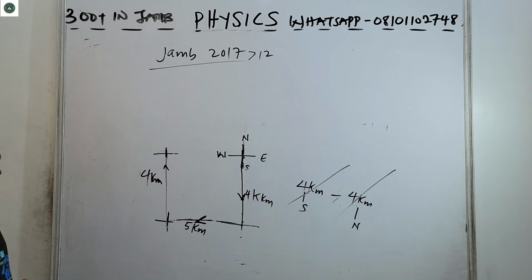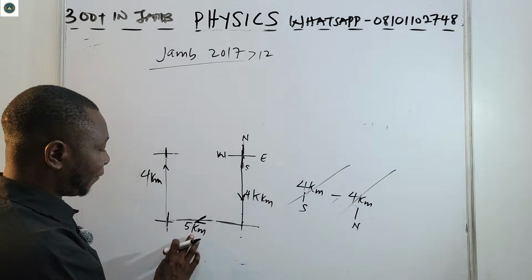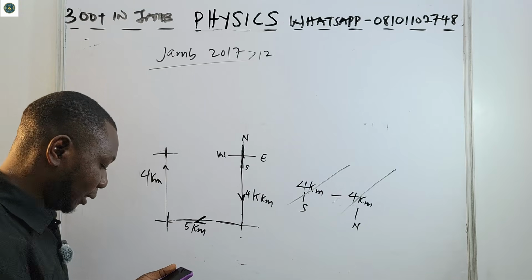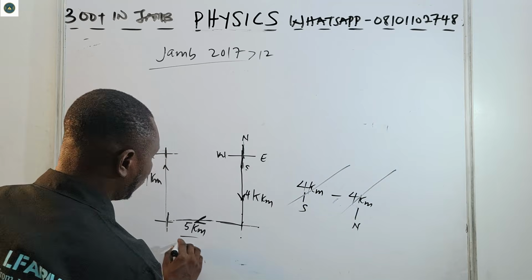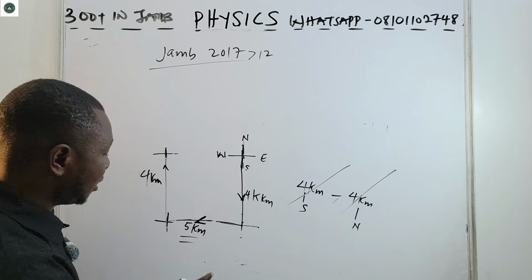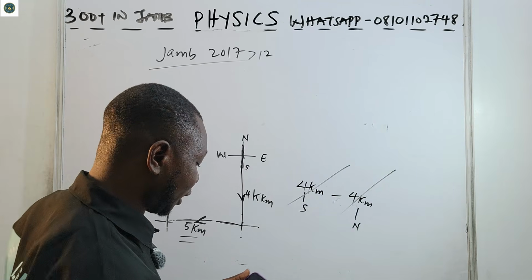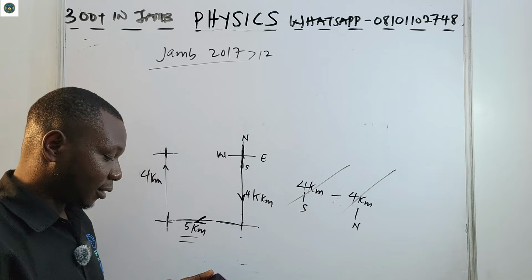The magnitude of those vectors will cancel out. So what you have left is 0. So the displacement is just 5 kilometers westward. So the answer is B. What you have left as the displacement is 5 kilometers westward. So the answer there is B.